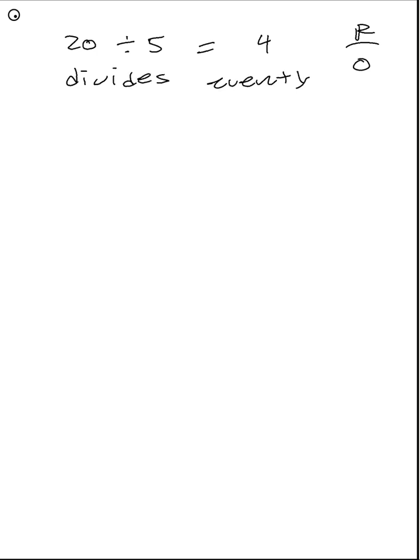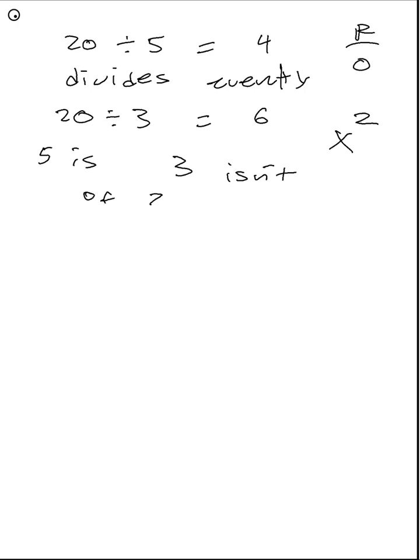Next, let's try to think about 20 divided by 3. It's easy to see that this leaves an answer of 6 with remainder 2. Since there's a non-zero remainder, this means that it does not divide evenly. So from here, we can get a vague definition of a factor, meaning it's a number which divides the other one evenly. So that means 5 is a factor, but 3 isn't a factor of 20.